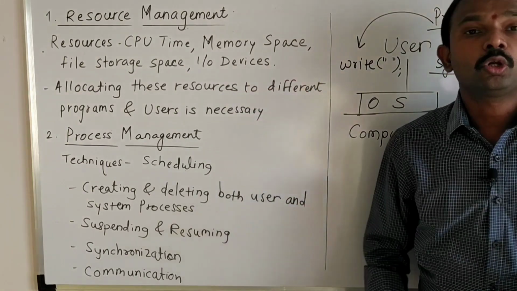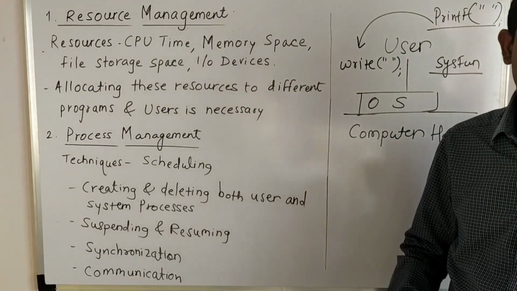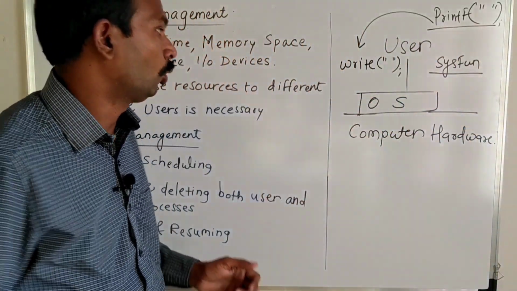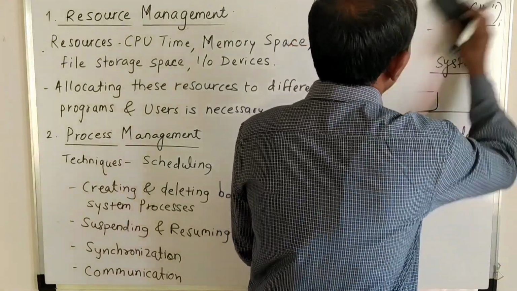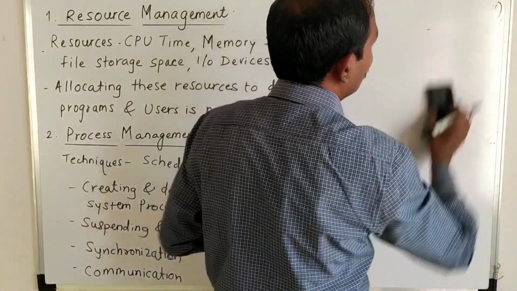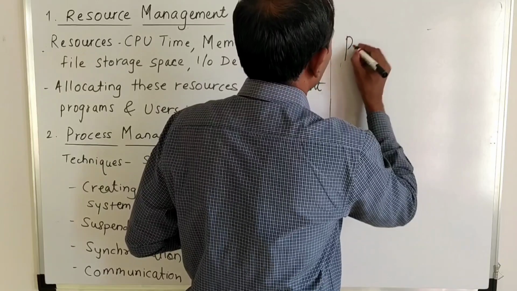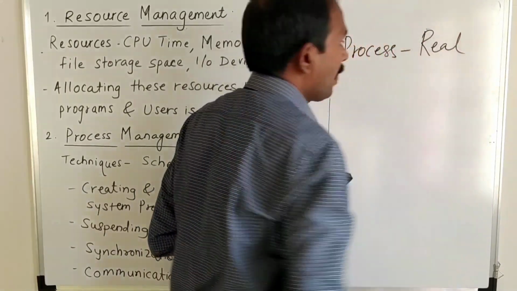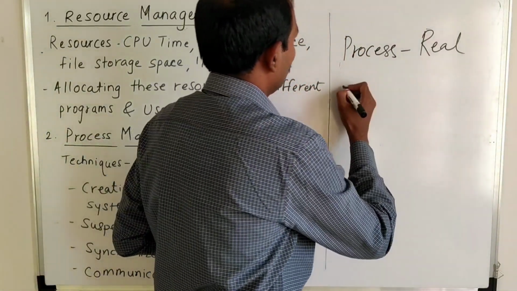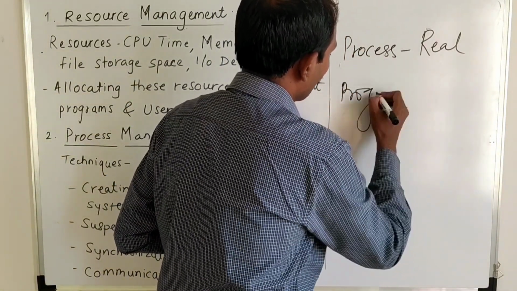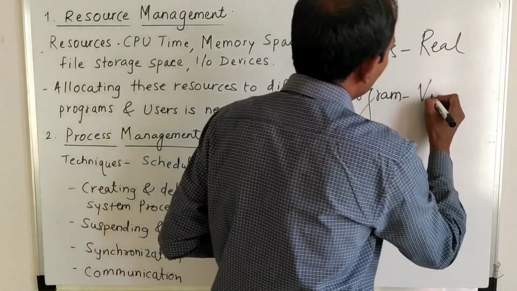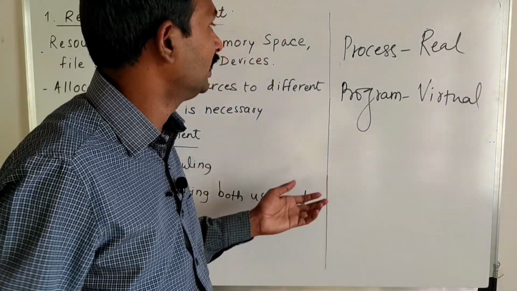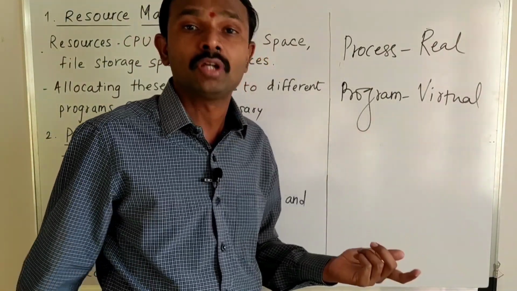The second function of an operating system is process management. In an operating system, the process plays a very important role. In operating system, it is said that the process is a real thing and the program is a virtual thing. Now you will say to me, what are you saying, that the process is a real thing, the program is a virtual thing.